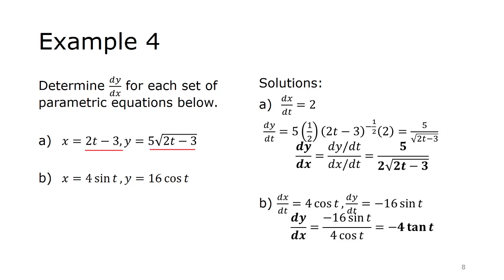Right? So we'd end up with negative 16 sine t divided by 4 cosine t, which simplifies pretty nicely to negative 4 tangent t. And remember, this dy dx is the derivative that we're used to thinking about as the slope of a function. So again, even if we don't have a Cartesian function for y as a function of x, we can still address its slope in terms of dy dx, written as a function of the parameter t, which is sometimes a useful thing to do.